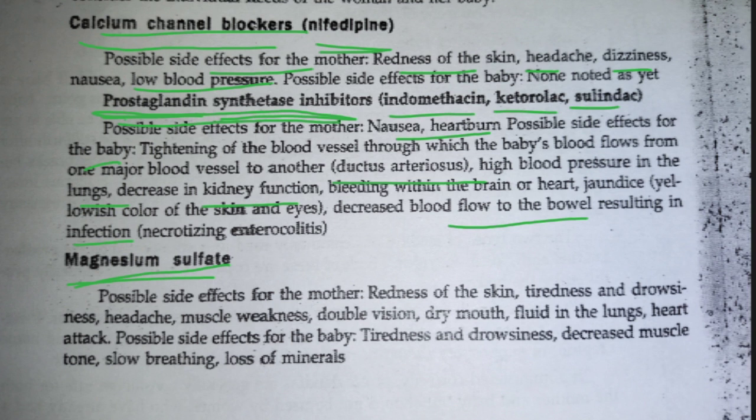And then magnesium sulfate. Here the side effects in the mother are redness in the skin, tiredness, dizziness, drowsiness and headache, weak muscles and cranial system problems like double vision. These are seen in the mother. In the baby, there are side effects too, like tiredness, drowsiness, decreased muscle tone, in the sense the baby will not be strong, slow breathing, loss of minerals. These are seen as side effects when you use magnesium sulfate at a high rate.